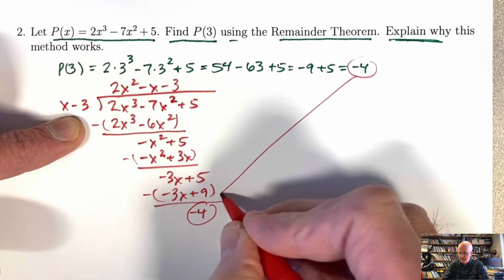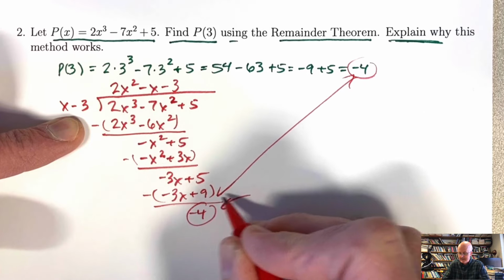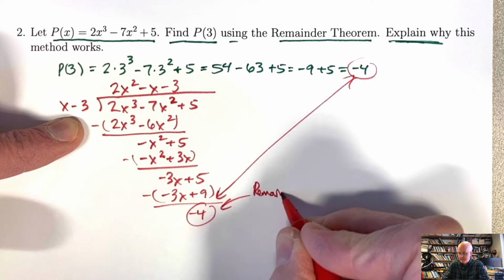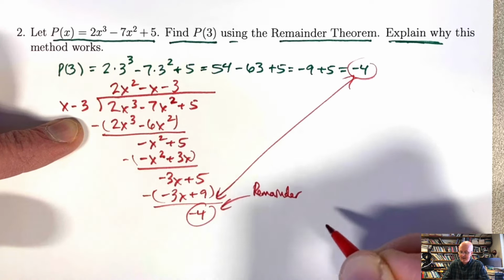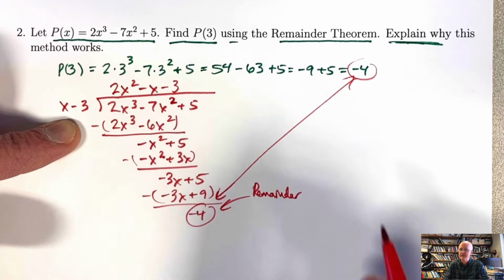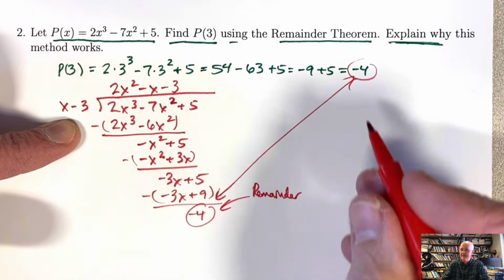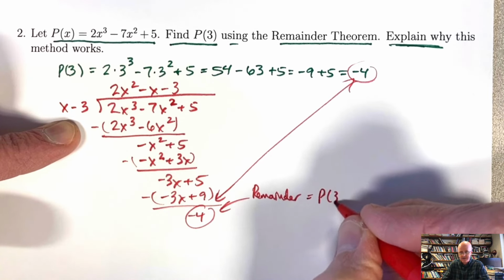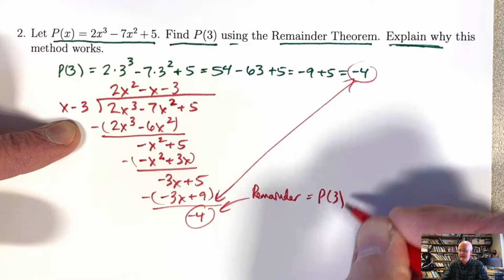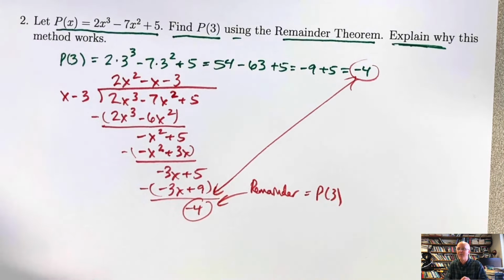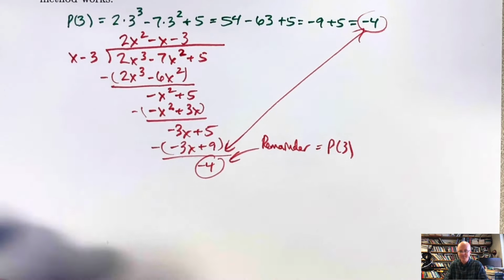Same answer as before. This is the right answer. That is the remainder I get when I divide the original polynomial by x minus 3. And again, the remainder theorem says that that remainder will be the function value at that number 3 in this case. Before we explain why this works, let's double check this with synthetic division instead.